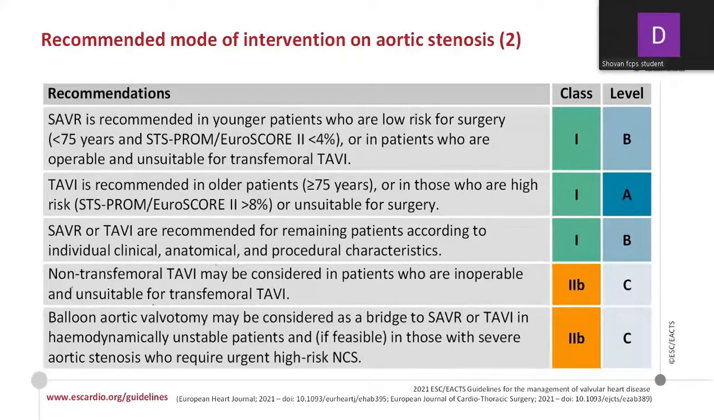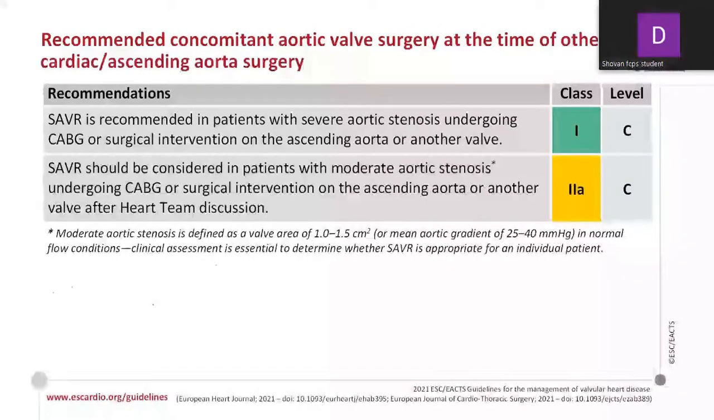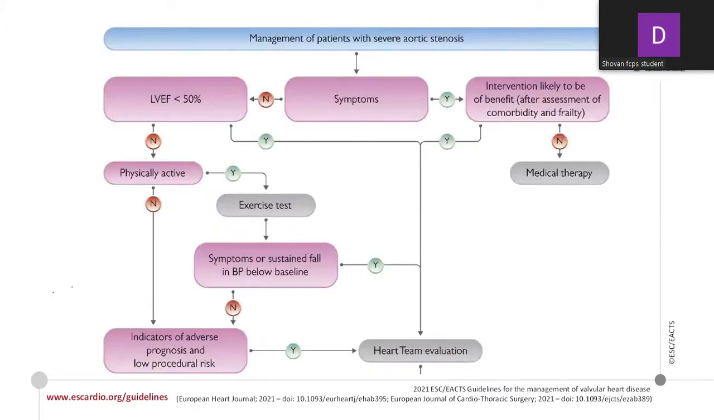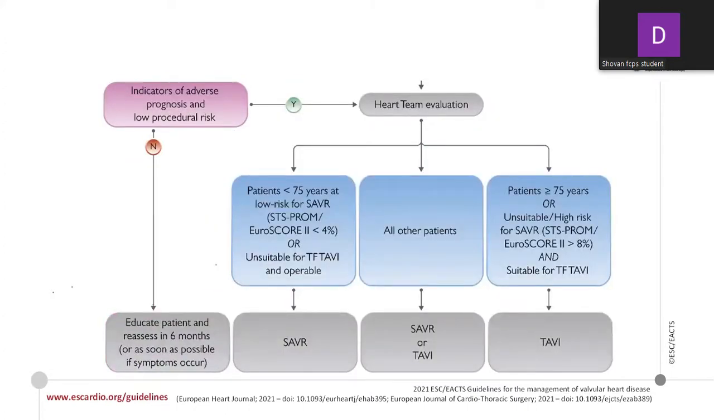And another thing is that a surgical or transcatheter aortic valve procedure is recommended for the remaining patients according to the clinical, anatomical, and procedural characteristics. Those decisions will be taken by the heart valve team. If any patient is undergoing coronary artery bypass graft, then it is better to do surgical aortic valve replacement. It is a class 1 indication. So here is the simplest flowchart for the management, a flowchart for heart valve team evaluation and who will do surgical and who will do the transcatheter aortic valve replacement. I will not go into this slide.